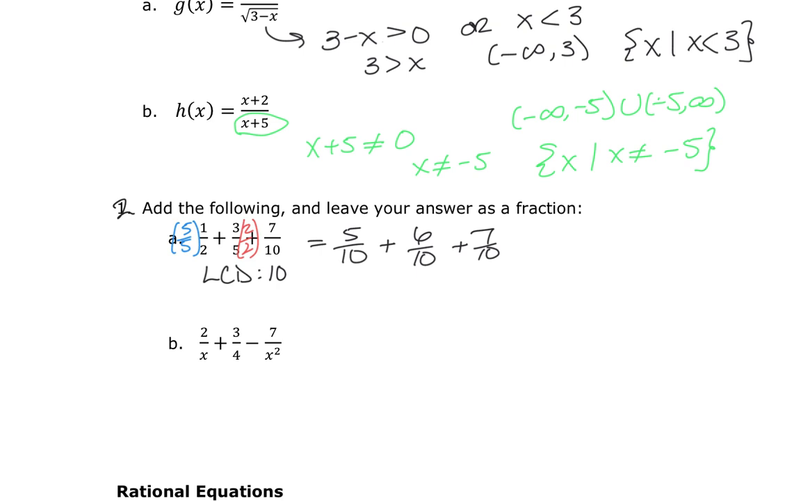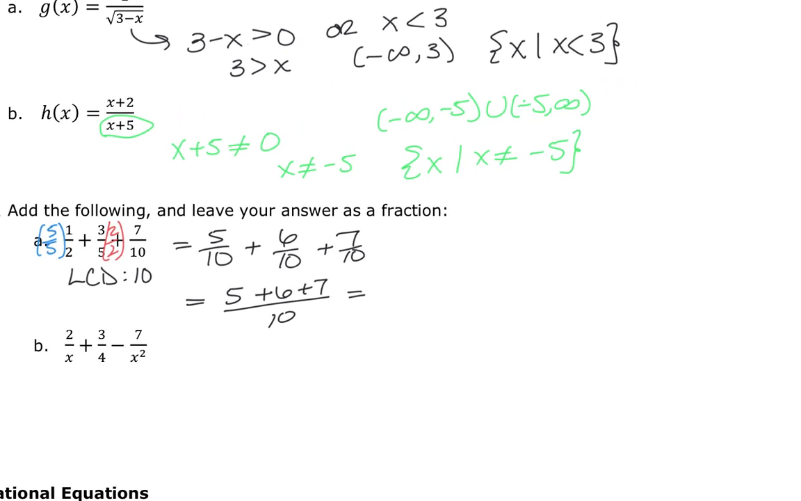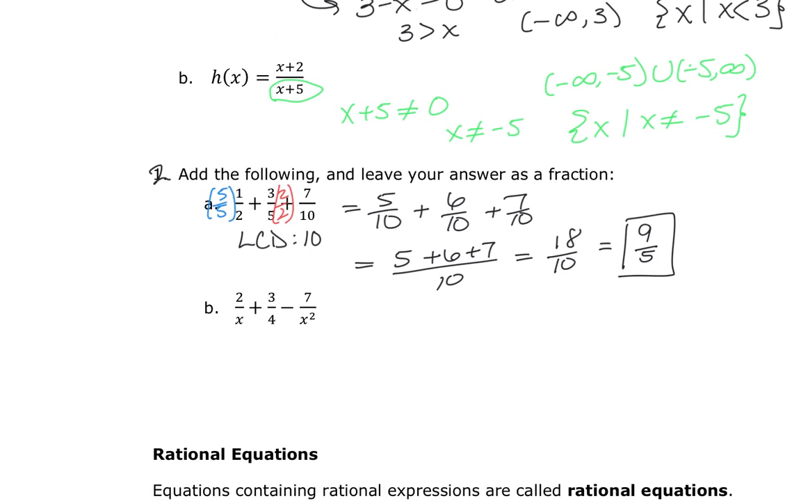Now that they have a common denominator, I can write this all over the single common denominator: 5 plus 6 plus 7, all over 10. We know that 5 plus 6 is 11, plus 7 more is 18 over 10. And of course, this does reduce by a factor of 2, so I get 9 over 5, and that is my final answer.